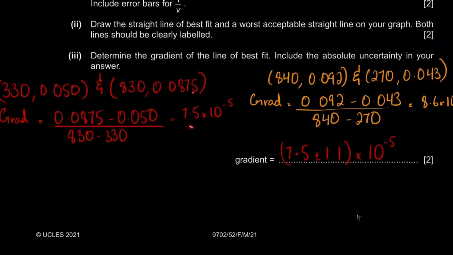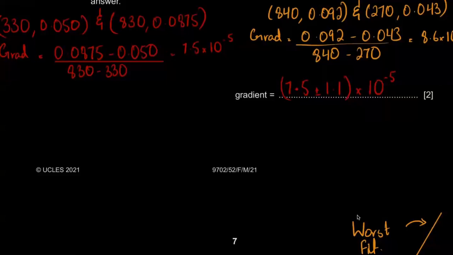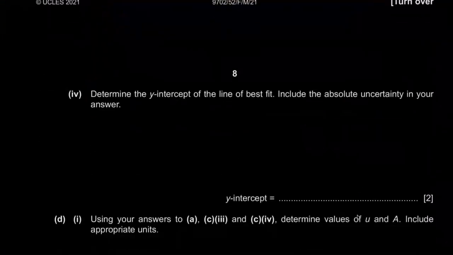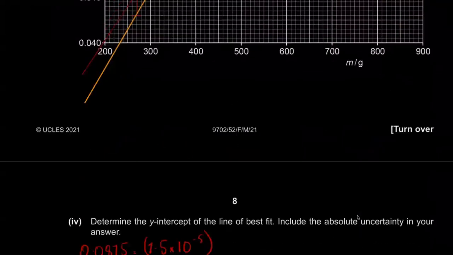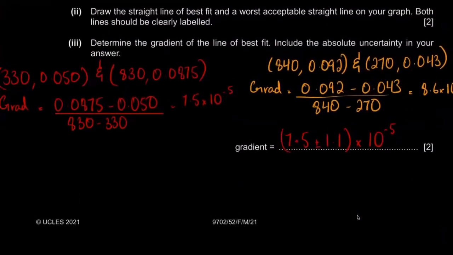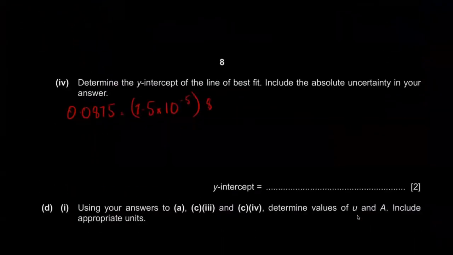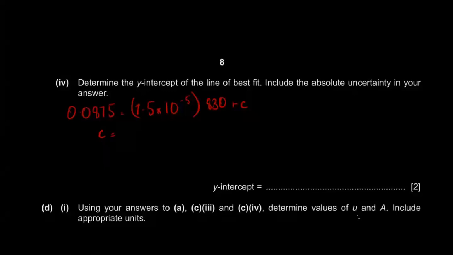y equals mx plus c. So 0.0875 equals the gradient, 7.5 times 10 to the negative 5, times 830 plus c. So the best fit y-intercept, 0.0875, this thing turns out to be 0.002525. Just to 2SF, this would be this.